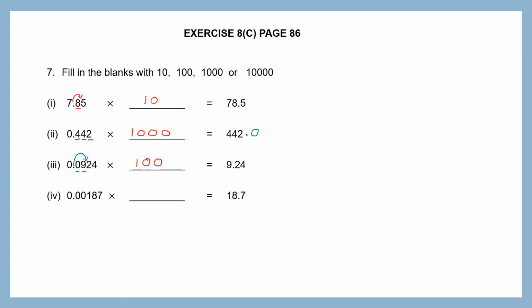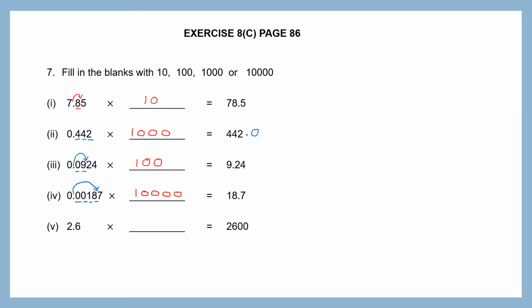Question 4. 0.00187 has now become 18.7. That means the point has come from here. It has come all the way to this place. Okay, so how many places is that? 1, 2, 3, 4 places. That means 1 followed by 4 zeros, 1, 2, 3, 4, which is 10,000.